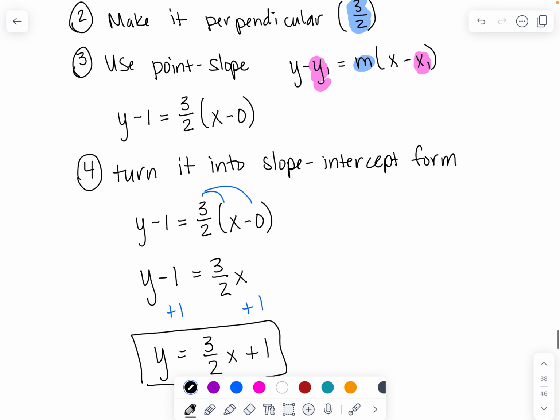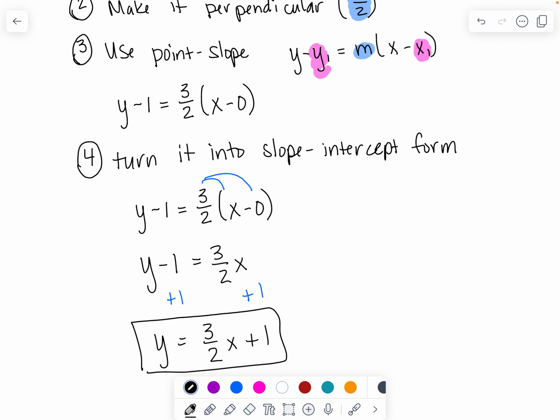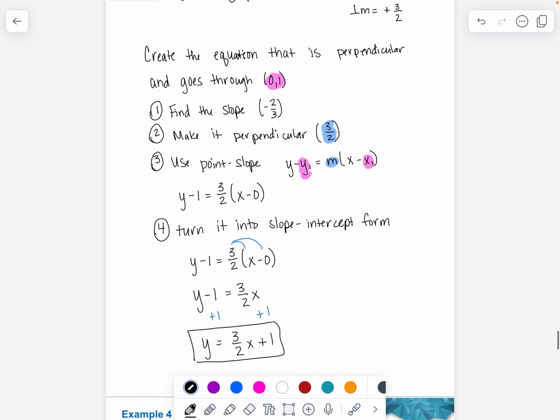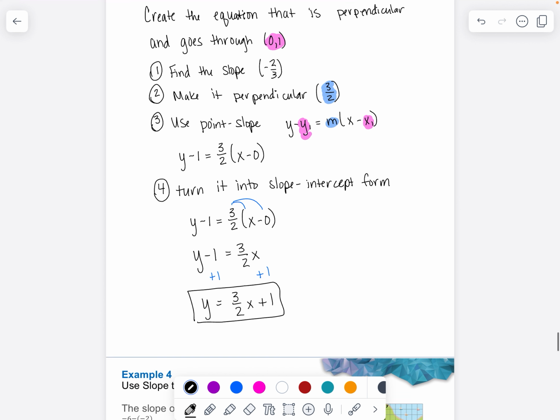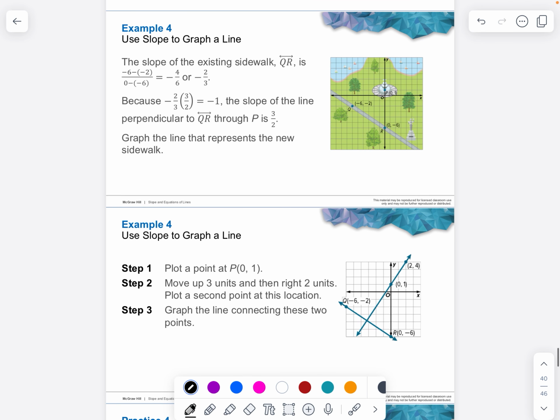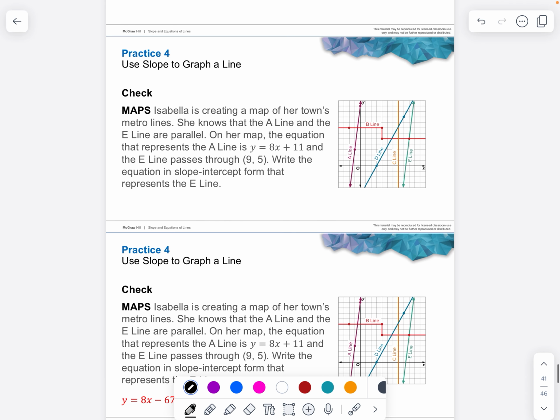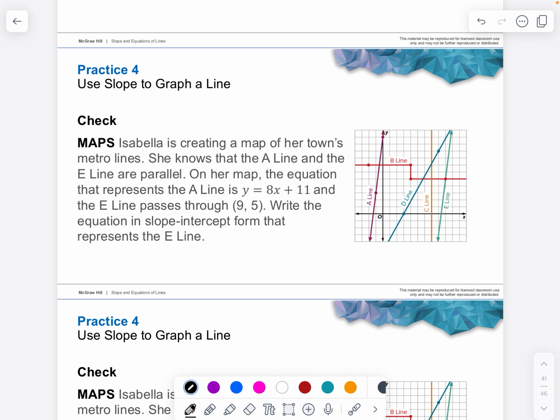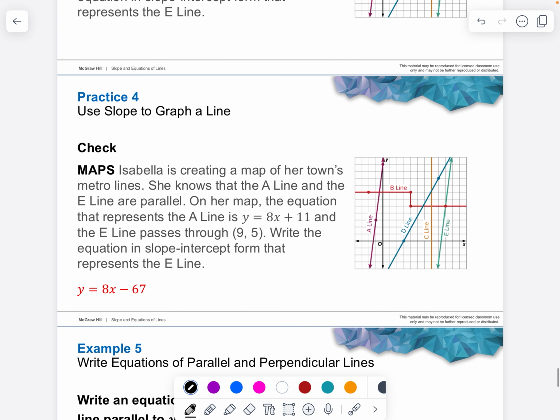Okay. That was a little more than you bargained for in that. I get it. You can screenshot that if you want. That'll help you with ALEKS. All right. And you can go ahead and practice that one. Pause me. All right. And did you get this equation?